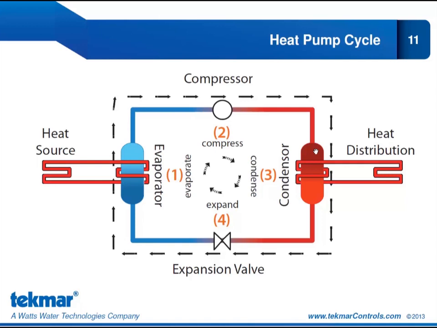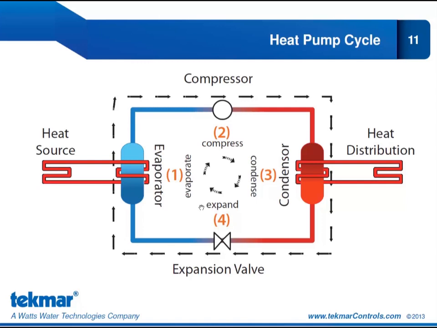At the condenser, the hot vapor gives up its heat to the load side water, my hydronic distribution system, and the hot gas then passes to the expansion valve. At the expansion valve, its volume is increased, temperature is decreased, and the cycle starts again. So the 4 steps in the heat pump cycle are evaporate, compress, condense, and expand.